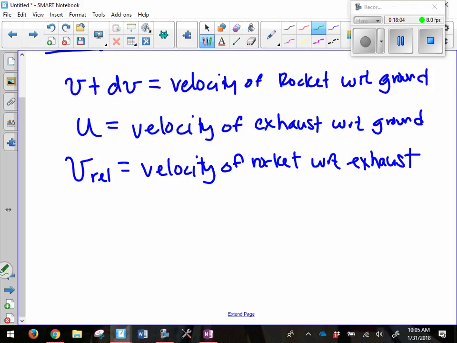All right, you with me? So if we go back to that lettering system that we used when we did reference frames, this would be the velocity of the rocket with respect to the ground. This would be the velocity of the exhaust with respect to the ground. And this would be the velocity of the rocket with respect to the exhaust. Okay. Hang on a minute. The bottom line is I need vrel. I'm going to need vrel for something I'm going to do later. So omniscient narrator again saying this is what we're going to do.